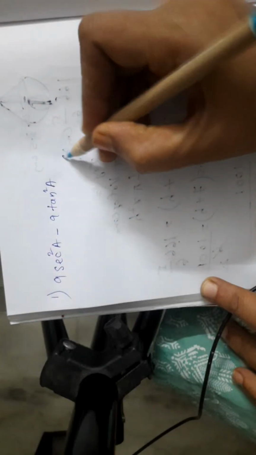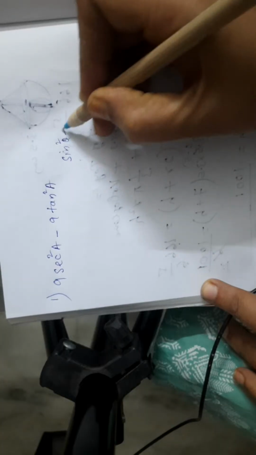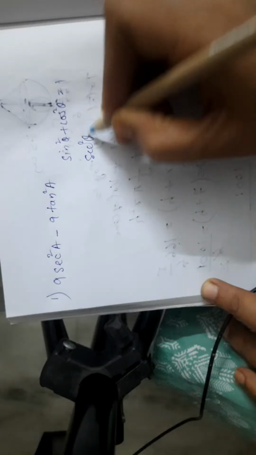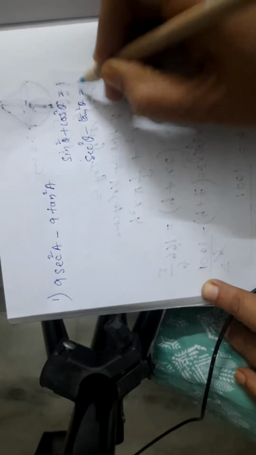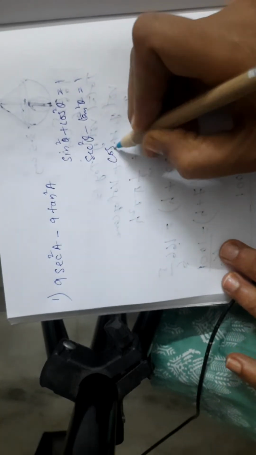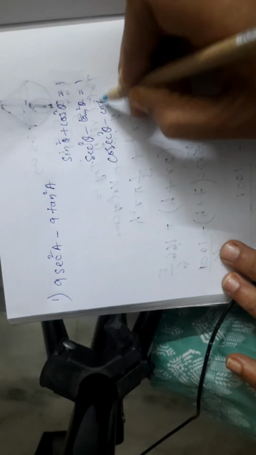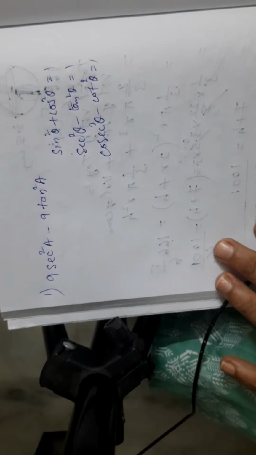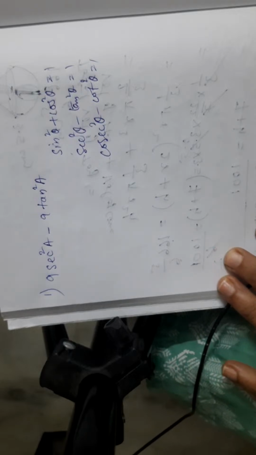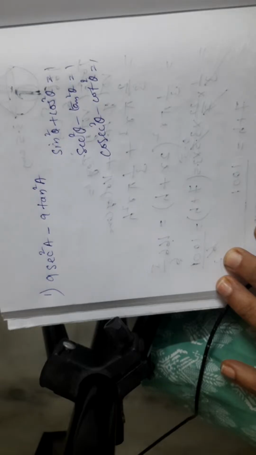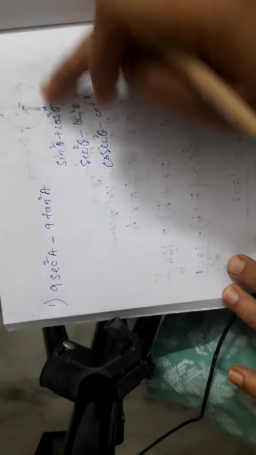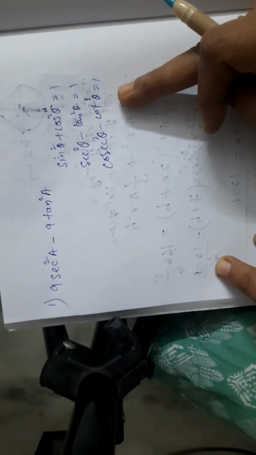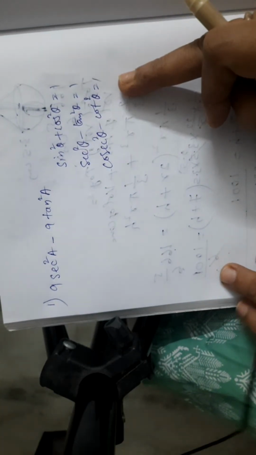So 3 identities are there. Sin square theta plus cos square theta is 1. Sec square theta minus tan square theta is 1. Cosec square theta minus cot square theta is 1. These 3 identities are very useful. Prior to your revision, you need to start with all these. So keep these identities aside. It will be very easy and helpful for reaching the solution.